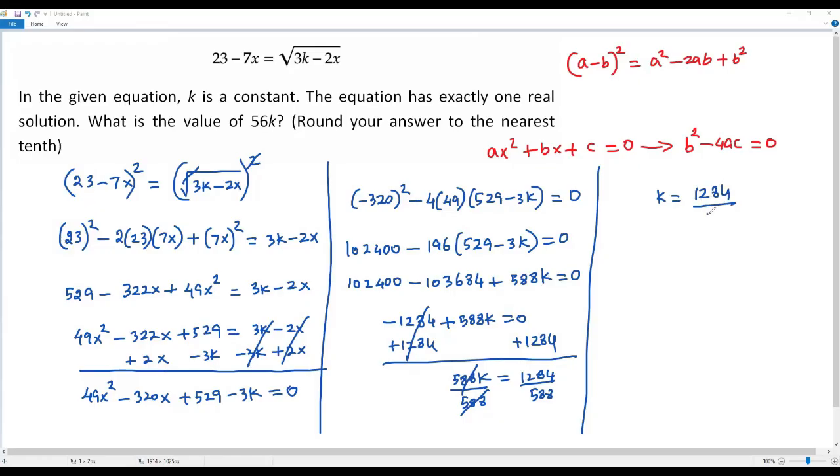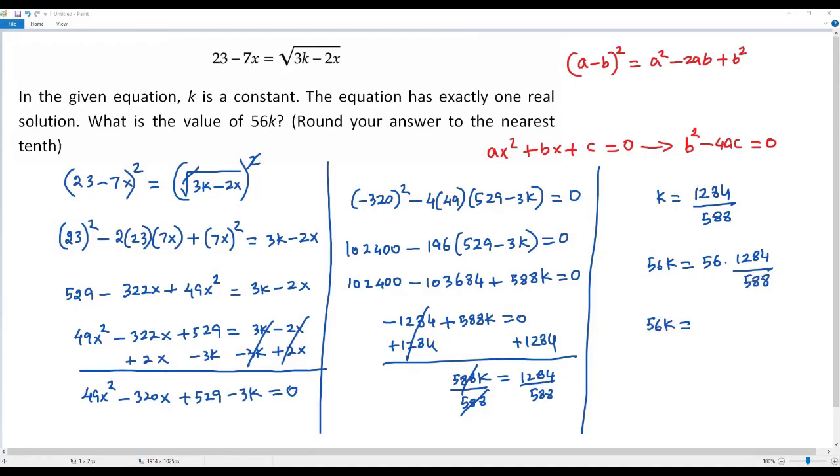1284 divided by 588. My aim is to get the value of 56k. Okay, now we can multiply both sides of this equation by 56 to get the value of 56k. Let me do it. That is 56 times k equals 56 times 1284 divided by 588. We can write 56k on the left side.